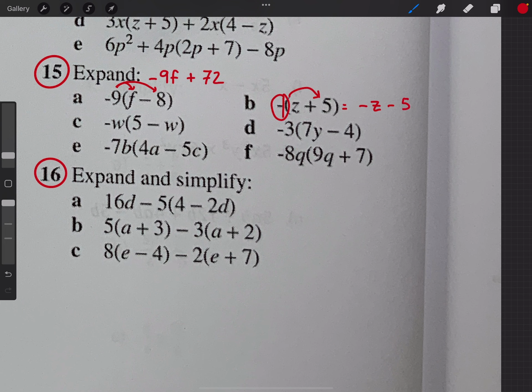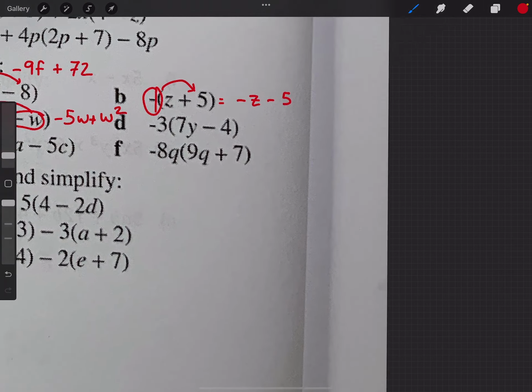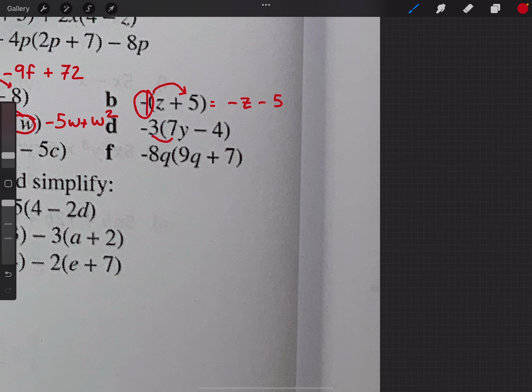Next one, negative W, question C, times 5 will be negative 5W. And then negative W times negative w will be plus w squared. Negative times negative is a plus, so plus w squared. Question D. Negative 3 times 7y is negative 21y. And negative 3 times negative 4 is plus 12.